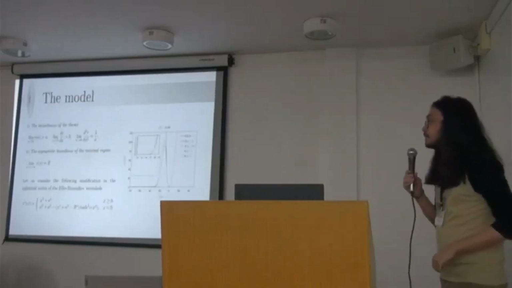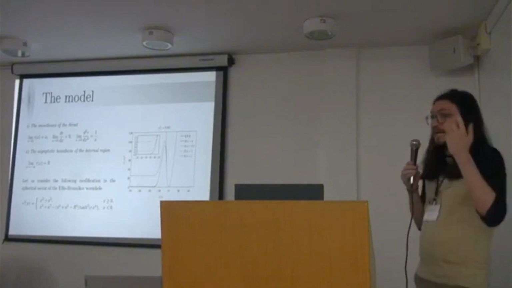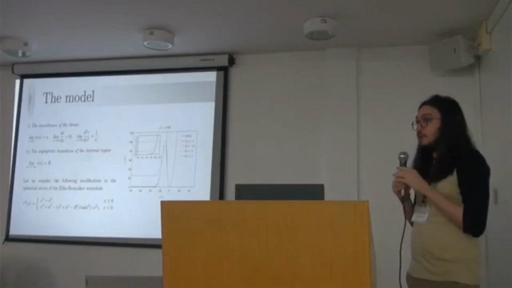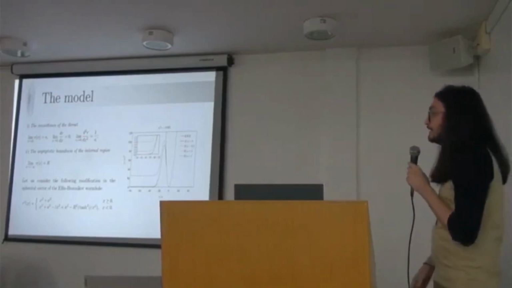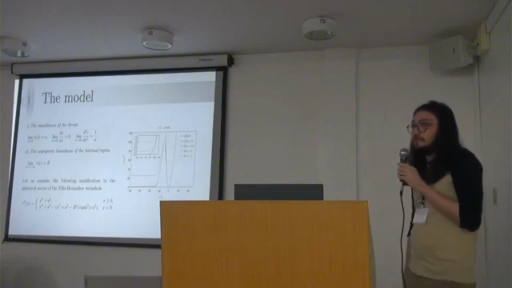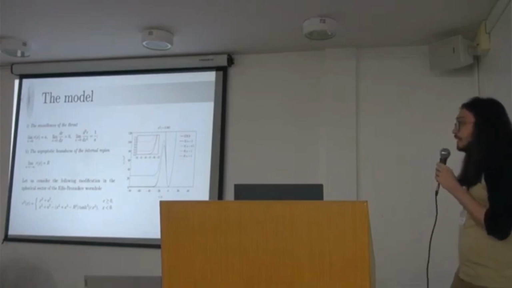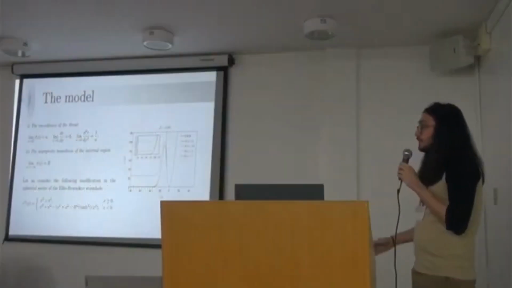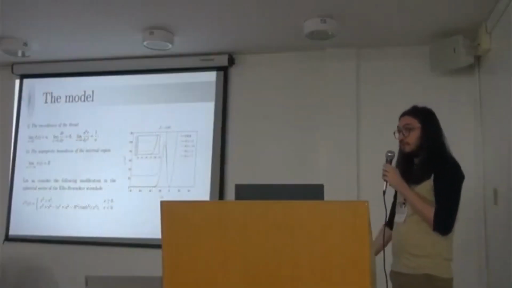Basically, we looked for two assumptions in the area radius. We consider that it has indeed a throat, and this throat is smooth. So we have a local minimum, and we require that at least the second derivative of it is continuous at the throat. And also in the asymptotic internal region, we have that the area radius is asymptotically bounded. So the R of x goes to this asymptotic value capital R.